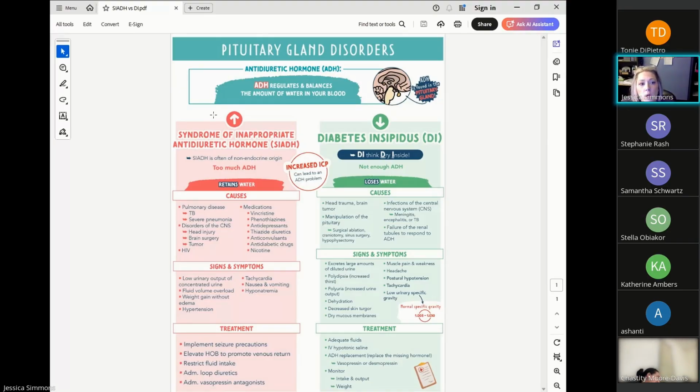There are two drugs. I don't know if I want you to know them. I think it's more important that you know about the hypertonic saline, because there's an oral drug called tolvaptan, and then there's an IV drug called conivaptan. But that's not going to be on your exam.